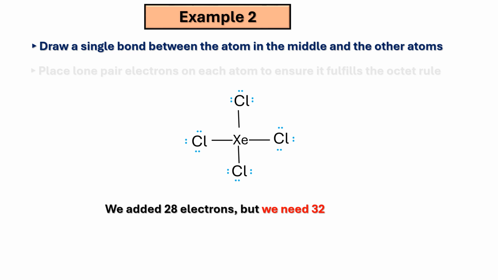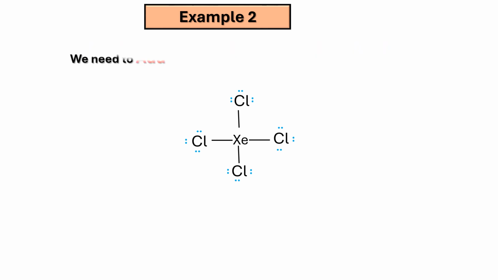However, we added only 28 electrons in total, but we need to add 32, because that's what we found when we add all of the electrons provided by the chlorines and xenon together. So we need to add 4 electrons around the central atom. Just like if we need to remove electrons, we remove them around the central atom, if we need to add extra electrons, we also have to add them around the central atom. So we need to add 4 electrons around xenon, 2, 4.